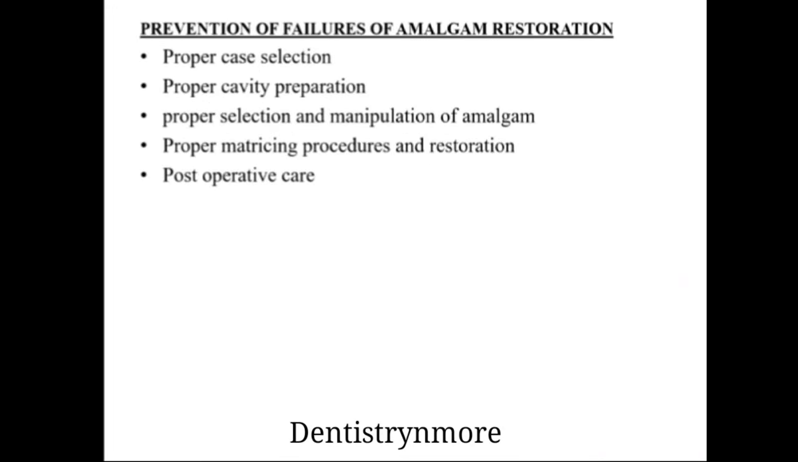And next we are moving to the prevention of failures of amalgam restoration. And that will be proper case selection, proper cavity preparation, proper selection and manipulation of the amalgam, proper matrixing procedures and restoration, and also proper post-operative care.